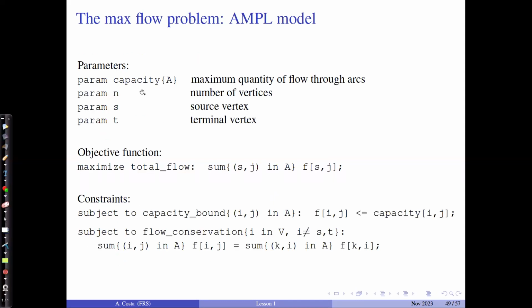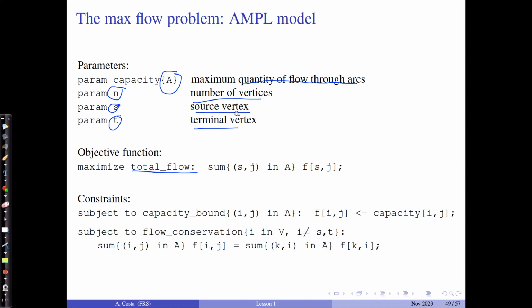Let's look at the parameters then. We have a capacity defined again for each arc, that is the maximum quantity of flow through the arc. Then we have the parameter N, number of vertices. S and T are the source and the terminal. The objective is to maximize the total flow. So we have two ways to define that. It's either, as I say, the flow that is going out from the source or the flow that is coming in the terminal. In this way, we define the flow that is going out from the source.